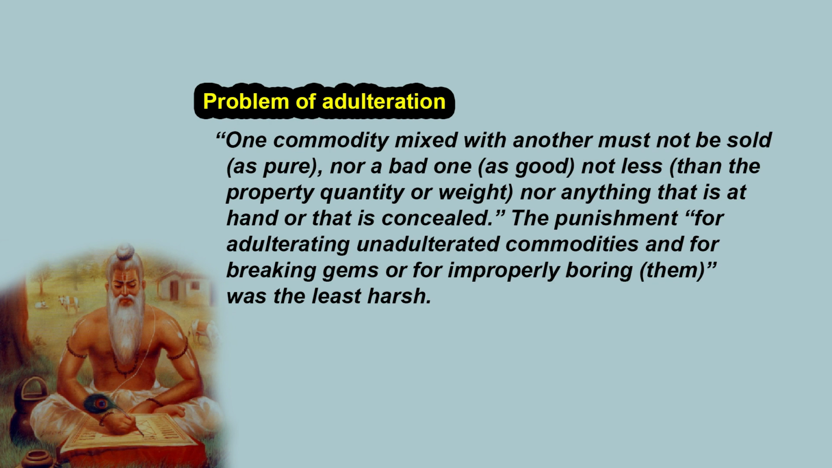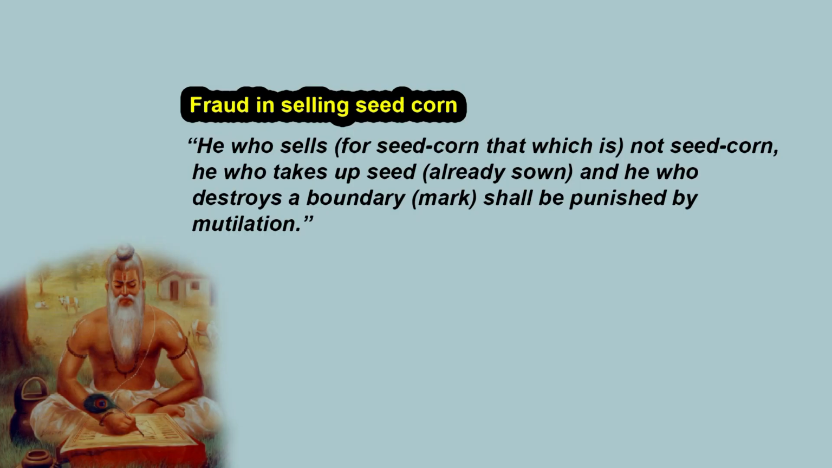The punishment for adulterating unadulterated commodities and for breaking gems or for improperly boring them was the least harsh. Severe punishment was also prescribed for fraud in selling seed corn. He who sells for seed corn that which is not seed corn, he who takes up seed already sown, and he who destroys a boundary mark shall be punished by mutilation.